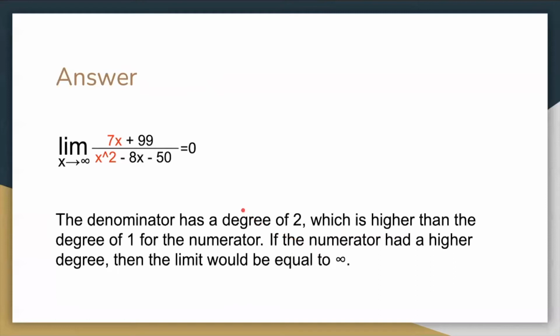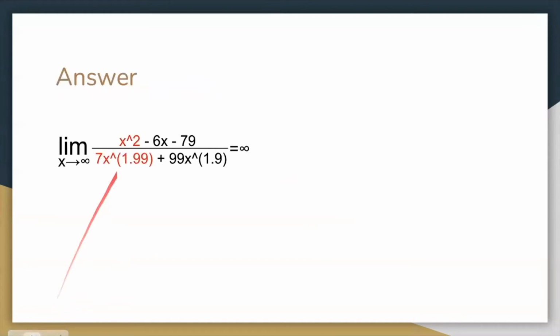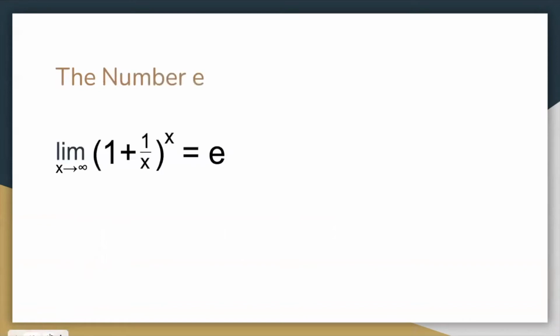All right, so now knowing this knowledge, what do you think this limit is equal to? The answer is infinity, because the degree of the numerator, which is 2, is higher than the degree of the denominator, which is 1. All right, so now that you know about limits to infinity, you can learn about the number e. So e is equal to the limit as x approaches infinity of the quantity 1 plus 1 over x, all raised to the power of x.